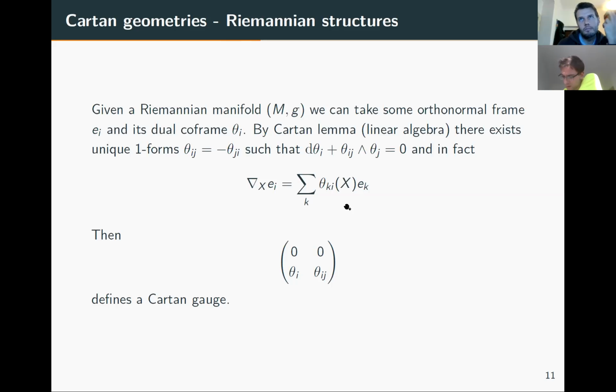In fact, if you take the Levi-Civita connection of this Riemannian manifold, these theta^i_j are given by the Levi-Civita connection. This is how you define this Cartan gauge, because in general you can take these orthogonal frames only locally. This is how we define the Cartan gauge, and that's one of the equivalent descriptions of Cartan geometry. But somewhere here is hidden this normalization, right? This torsion freeness.